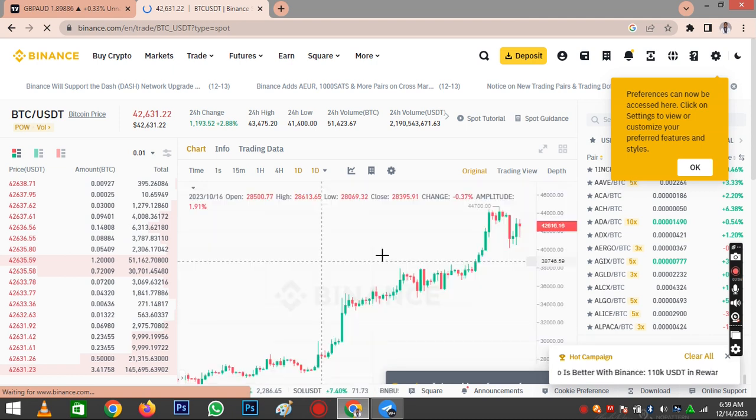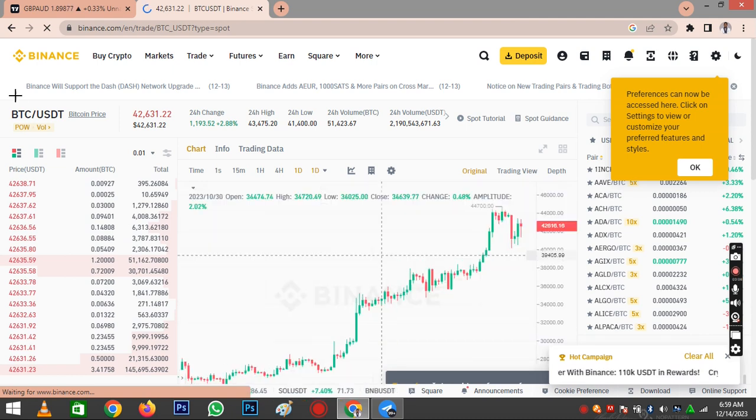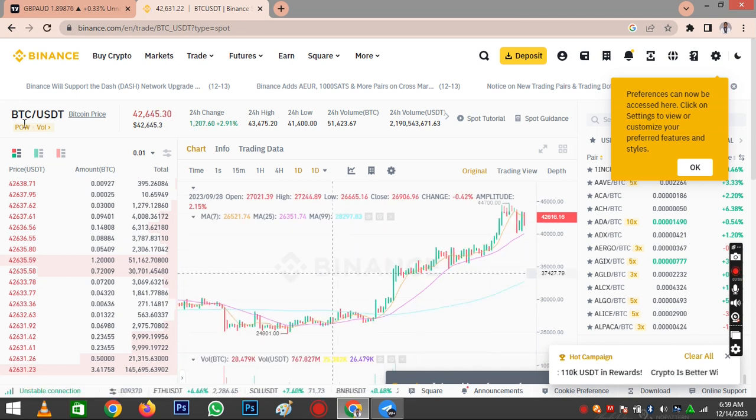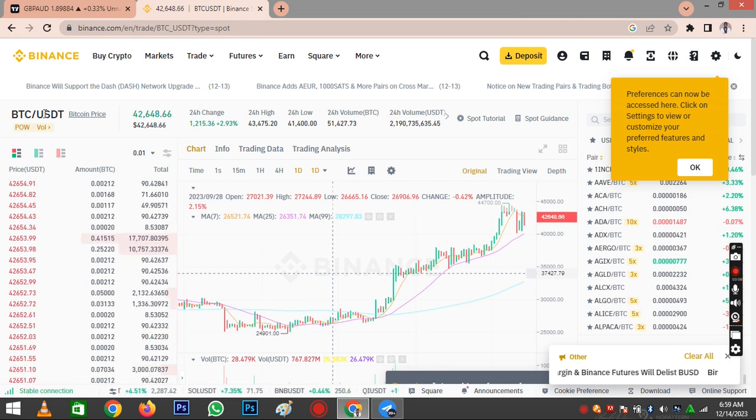This is the chart. So here we have BTC/USDT. We are trading BTC against USDT. We can as well trade another pair. Let's say Doge. We can trade Doge to BTC.